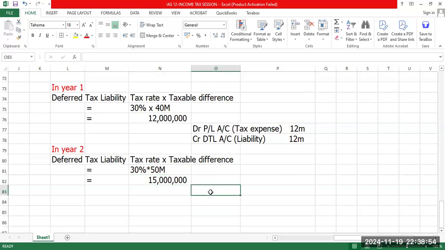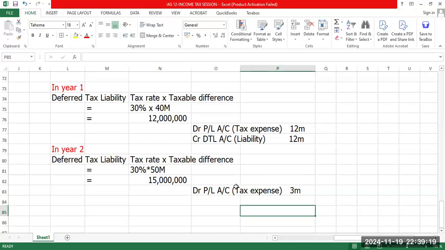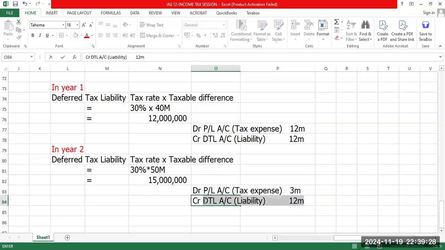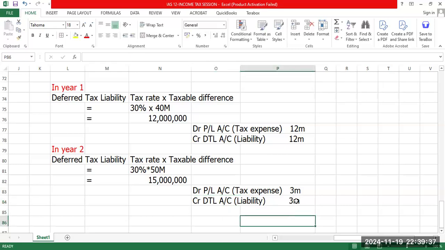So here you're going to debit your profit or loss account as a tax expense, but of how much? The increase in a liability, 15 minus 12, that is 3. Because this liability is in your books, you're just going to add. Then you credit deferred tax liability with the 3 million. Here we cannot put 15.